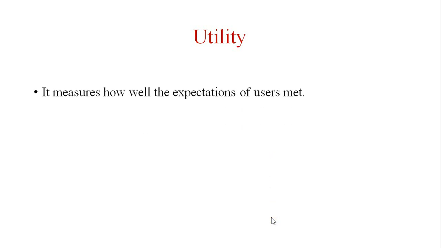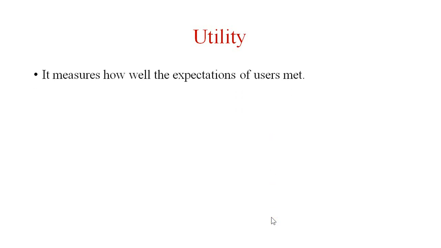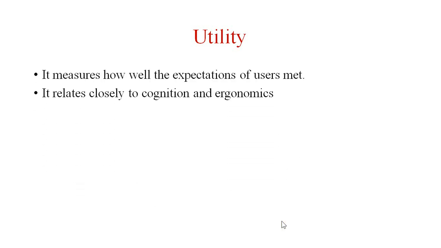The next factor of successful design is utility. Utility is generally related to how easy it is to use that particular product, how easy it is to handle. So it measures how well the expectations of users are met. It relates closely to cognition and ergonomics.